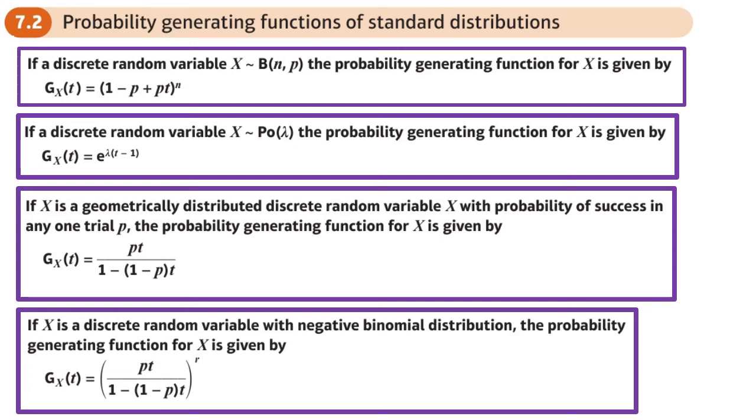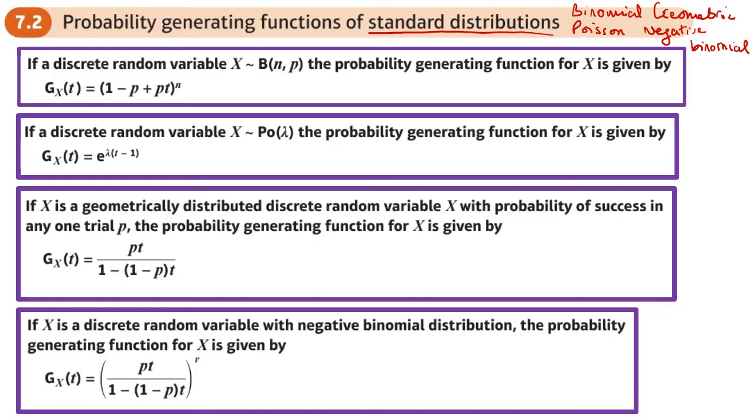This is the second section of the probability generating functions chapter, and here we're going to be looking at the probability generating functions, or the PGFs, of standard distributions. The discrete distributions that we've met so far are binomial, Poisson, geometric, and negative binomial. Each one of these has a probability generating function.